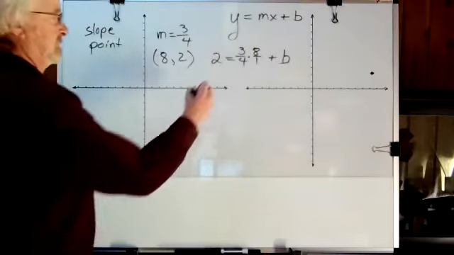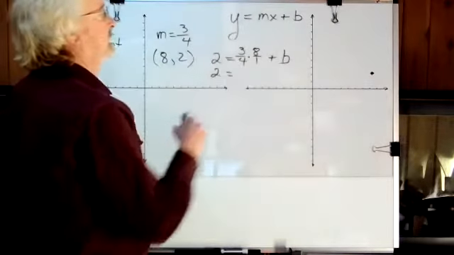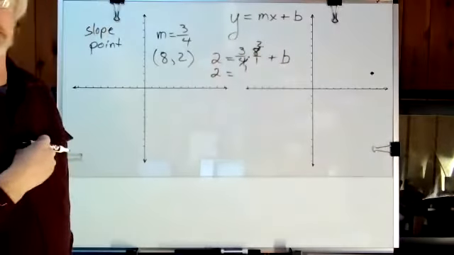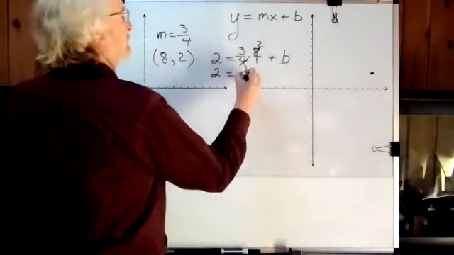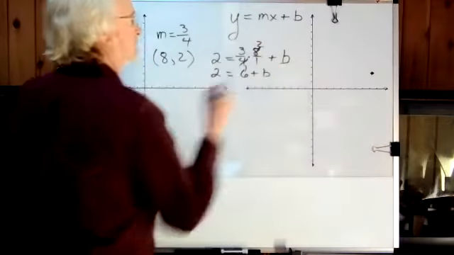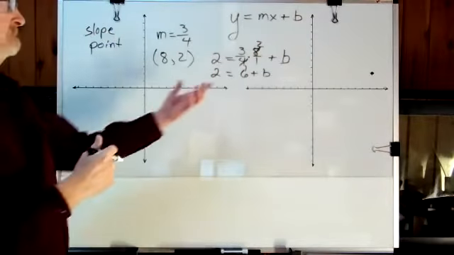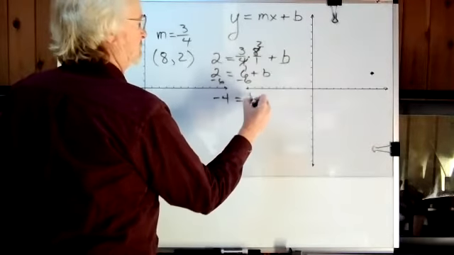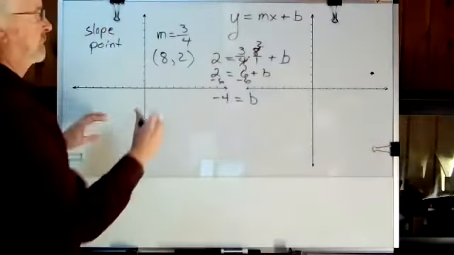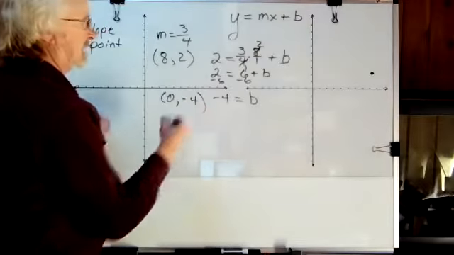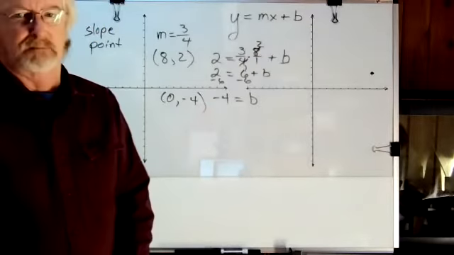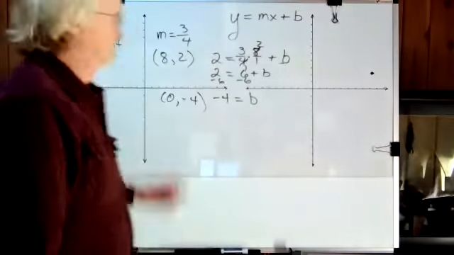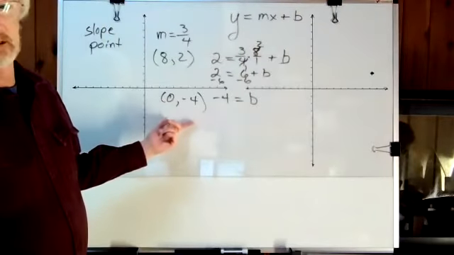So this 2 is not doing anything yet. Let's simplify. How about I cancel a 4 out of those, right? So now I get 6 plus b. Solve for the b. I'm going to subtract the 6 from both sides. Negative 4 would be my b value, or that means 0, negative 4 is the y-intercept. Careful, problems will often ask you to express it as an ordered pair. Got to write it like that.